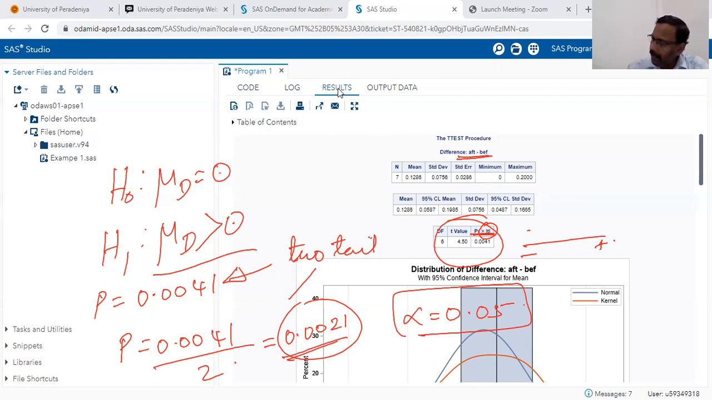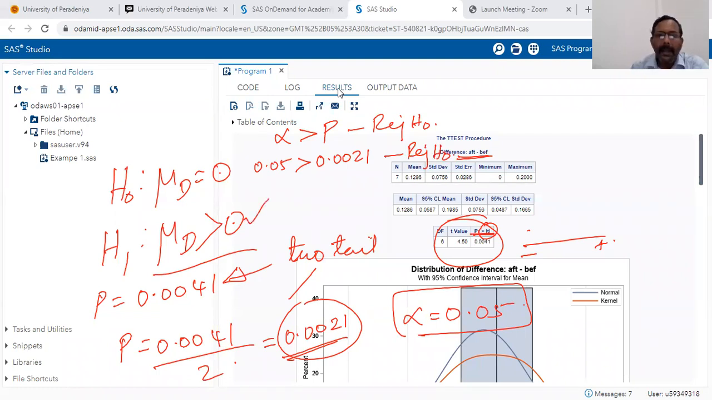Check with the alpha value, right? If my alpha value is greater than the p value, it doesn't matter whether it is a 1 tail or 2 tail, then we reject our null hypothesis. So what is my alpha value? 0.05. What is my p value? The p value for 1 tail is 0.0021. So we could reject our null hypothesis, so we could accept our alternative hypothesis.